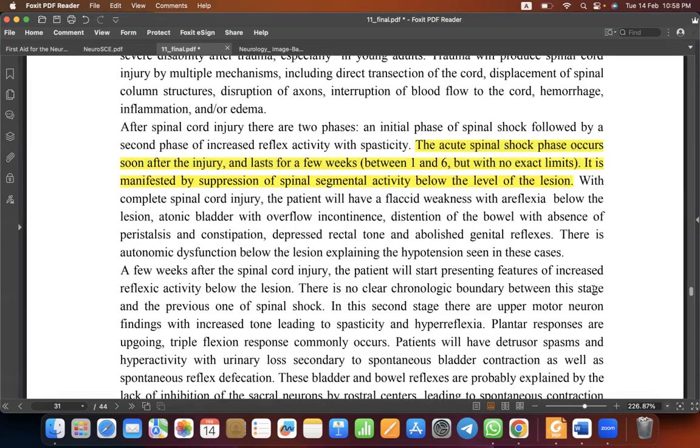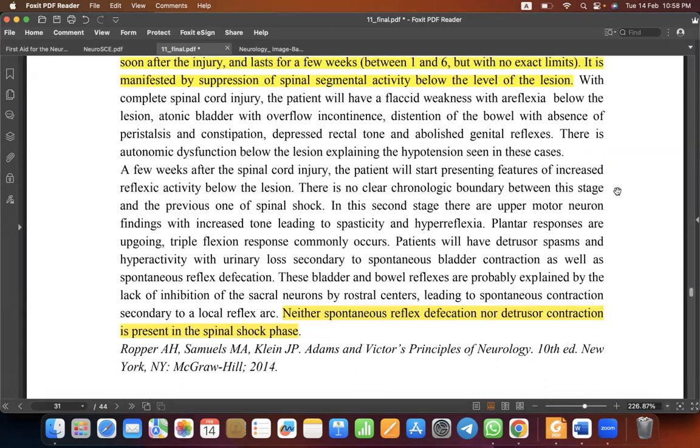In particular, a few weeks after spinal cord injury, the patient will start presenting increased reflex activity below the level of the lesion. The lesion that previously had spinal shock will present with upper motor neuron features as well. So in the second stage, there will be upper motor neuron findings with increased tone leading to spasticity, hyperreflexia. The plantar responses are upgoing, triple response sometimes occurs as well. The patient has detrusor spasm, hyperactivity, urinary loss, spontaneous bladder contraction as well.